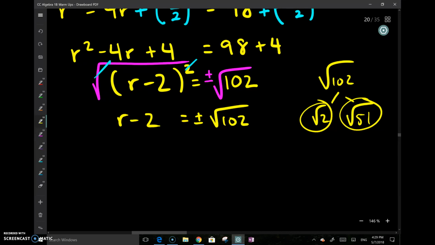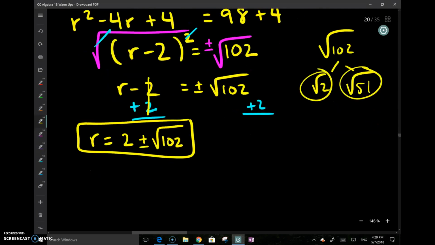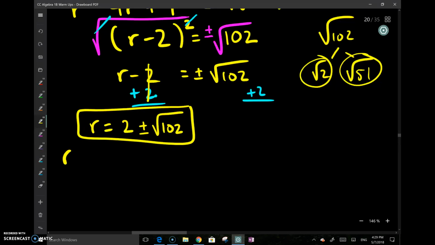Okay, now the last thing is to take this negative 2 and bump it over. So inverse operation, put it right there. And these cancel out, and here's my answer, everybody. It's r is equal to 2 plus or minus the square root of 102. Now, this is the end. But another way of understanding this is you could say, all right, I have two answers. Obviously, I have a plus and a minus. One answer is 2 plus radical 102, and the other answer is r is equal to 2 minus the square root of 102.